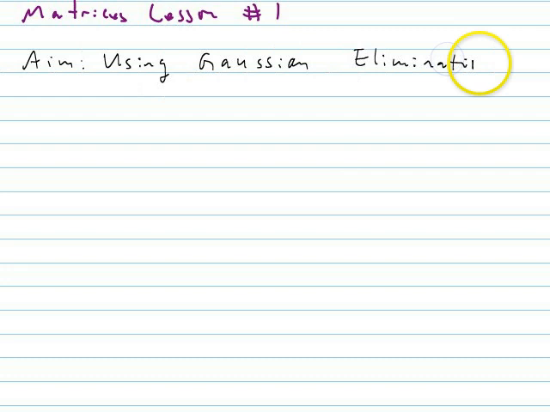This is matrices lesson number 1, and the aim for this day is using something called Gaussian elimination to solve a system of 3 equations and 3 unknowns.